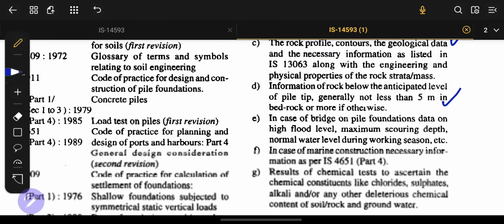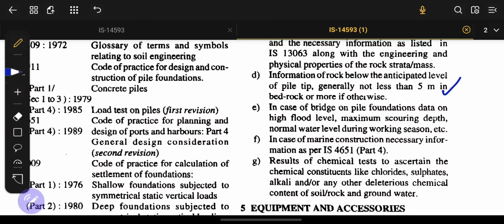Then in case of bridge on pile foundation, data on high flood. So if you are constructing a bridge, then you should know high flood level so that you can keep your deck level above. So keeping your deck level above these levels, high flood levels, then your pile length will increase.